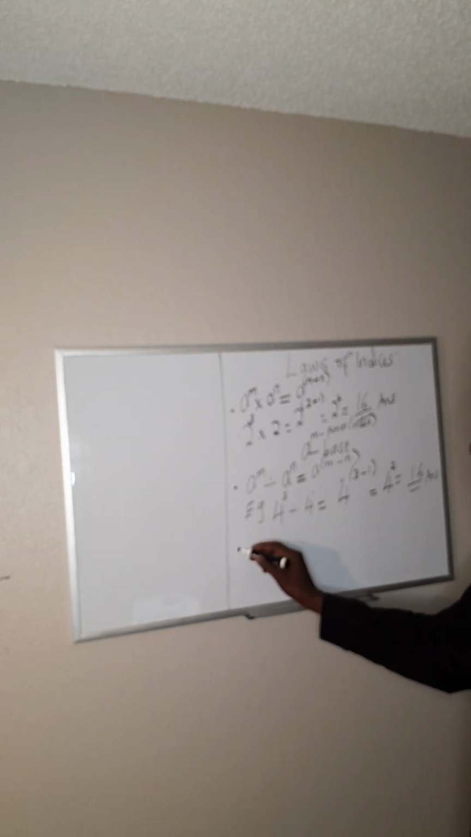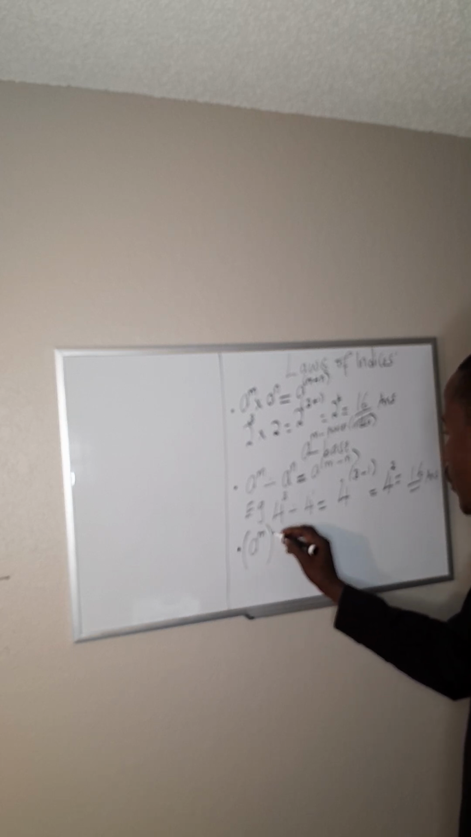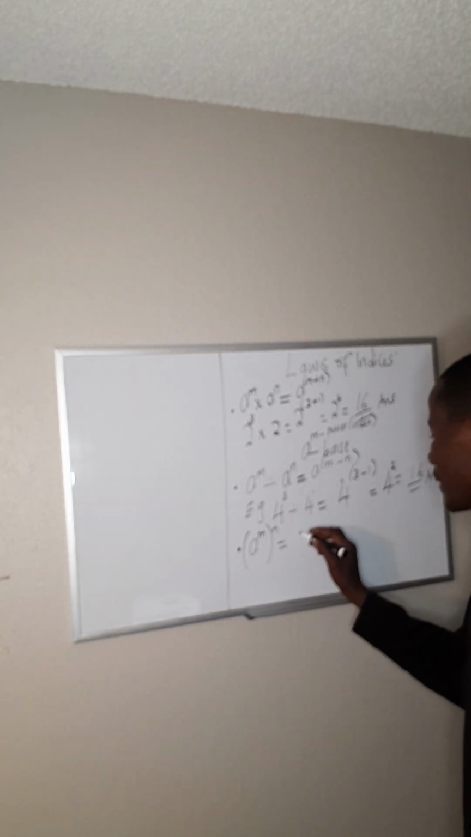The third law of indices. For instance, I have a raised to the power of m, everything raised to power n. When I open up the bracket, I'll have a raised to power m multiplied by n, which is a raised to power mn. A power raised to another power. When I remove the parentheses, I multiply the two powers.